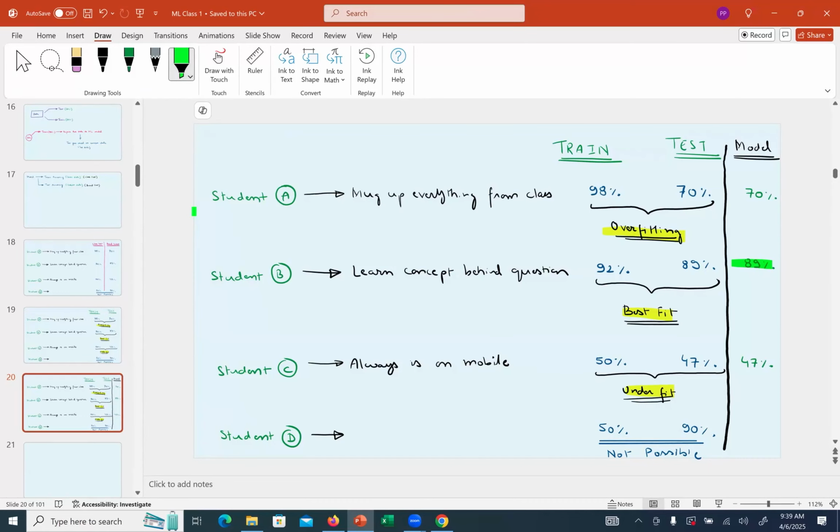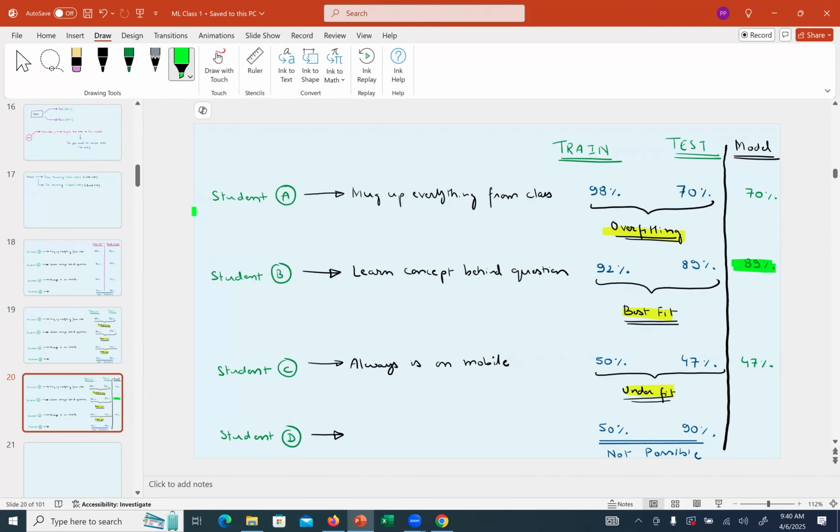What is the definition of underfit? Underfit means that on both training data and test data, the model is not able to perform well. And overfitting means that the model is able to perform well on the seen data, but not on the unseen data.